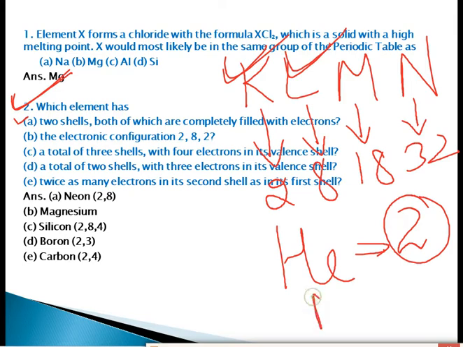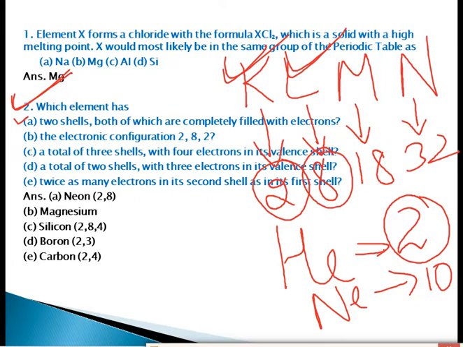It is neon, with atomic number 10. 2 electrons will be in the K shell and 8 electrons will be in the L shell. Both are completely filled. So our first answer is neon with atomic number 10, with 2 electrons in the K shell and 8 electrons in the L shell.